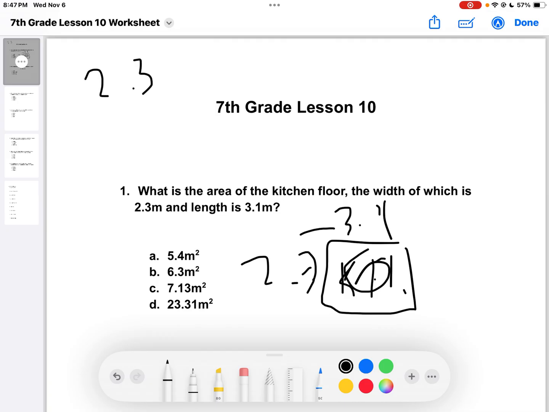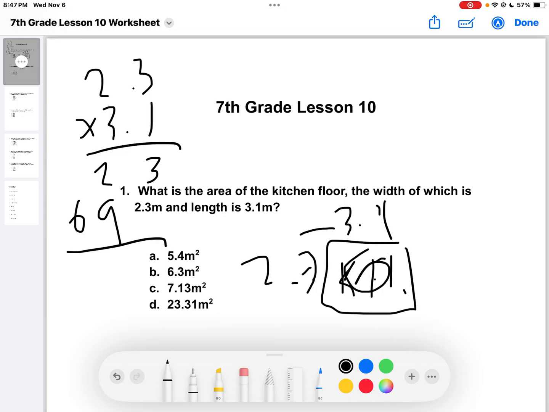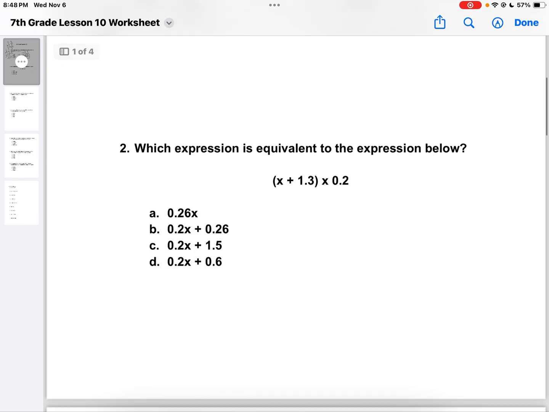So 2.3 times 3.1. 3 times 1 is 3, 2 times 1 is 2, 3 times 3 is 9, and 2 times 3 is 6. So if you add it all up, you get 3 plus 0 is 3. 2 plus 9 is 11, transfer the 1, and 6 plus 1 is 7. And since there's 2 decimal places in total, we move 2 decimal places to the left, and it'll be 7.13, so the answer will be C.